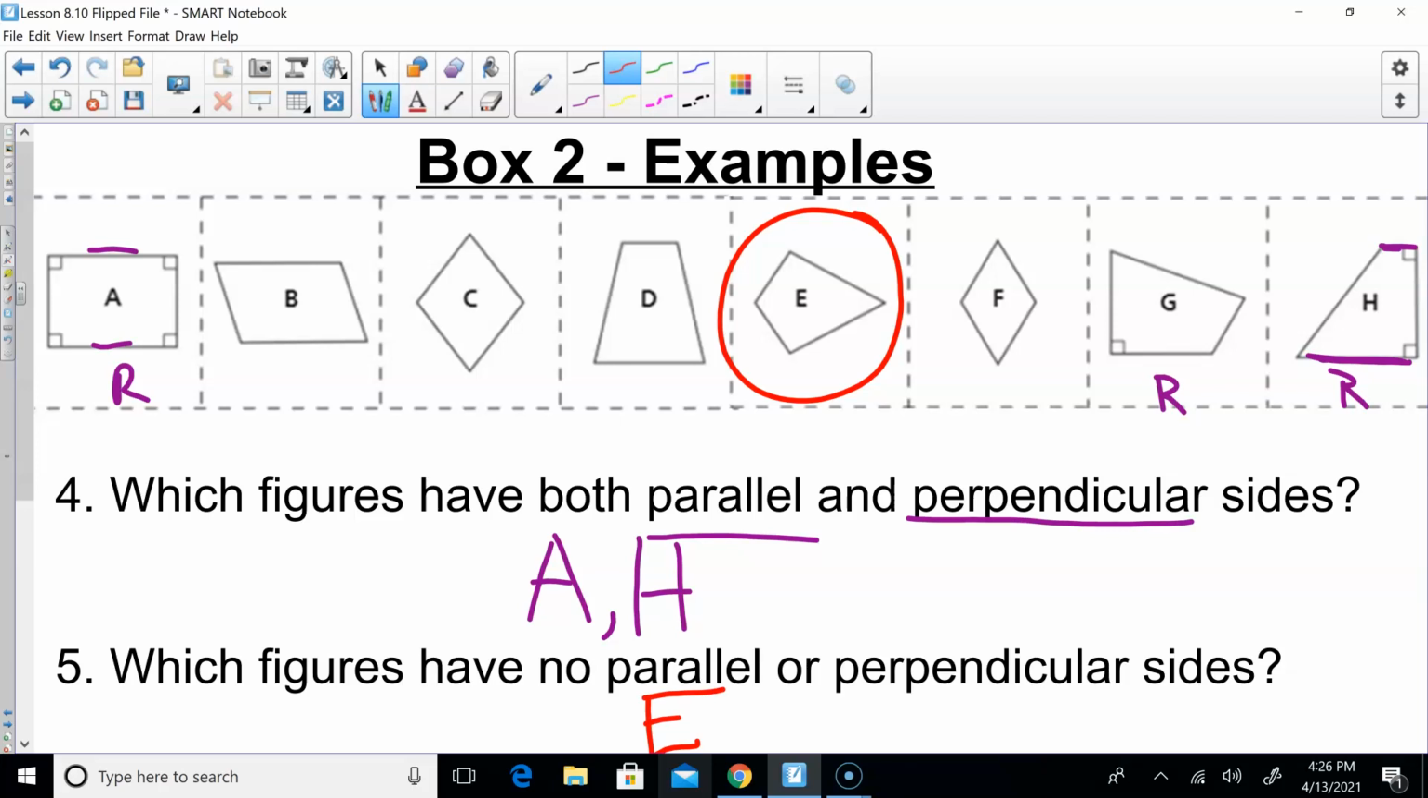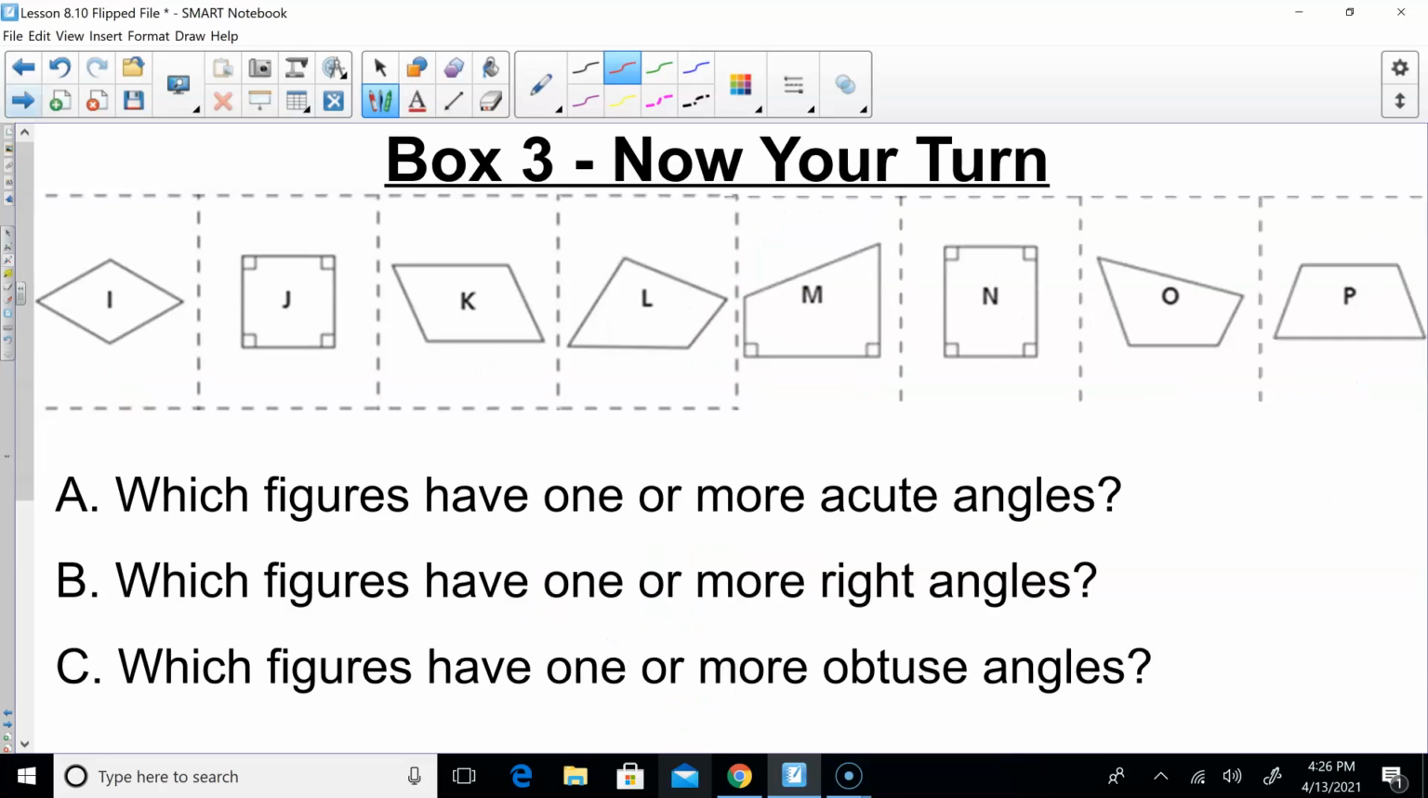So that's going through a bunch of shapes, looking at their angles. There's also a bunch of shapes looking at their sides, and even combining both of these together. So now it's your turn. We got a lot of the same questions, but we've changed the shapes on you now to see if you are able to identify these shapes and give them their clues. So right now I can draw each of these shapes out. I, J, K, L, M, N, O, P.